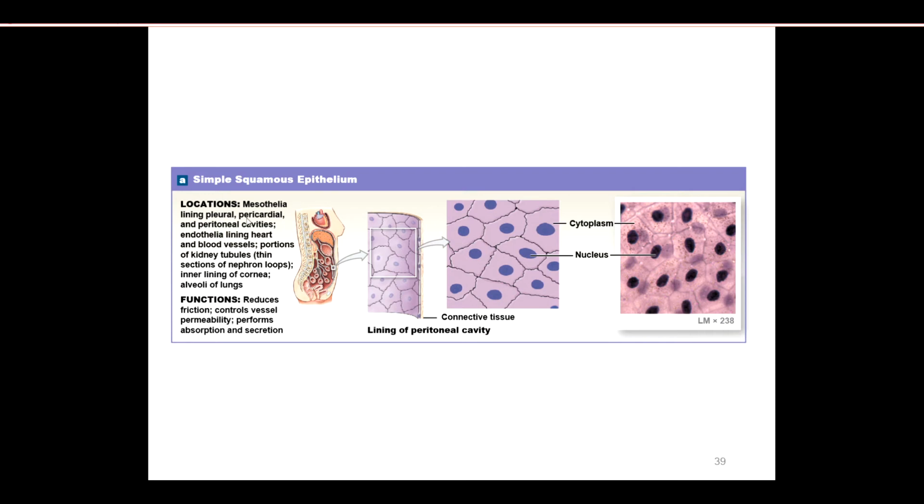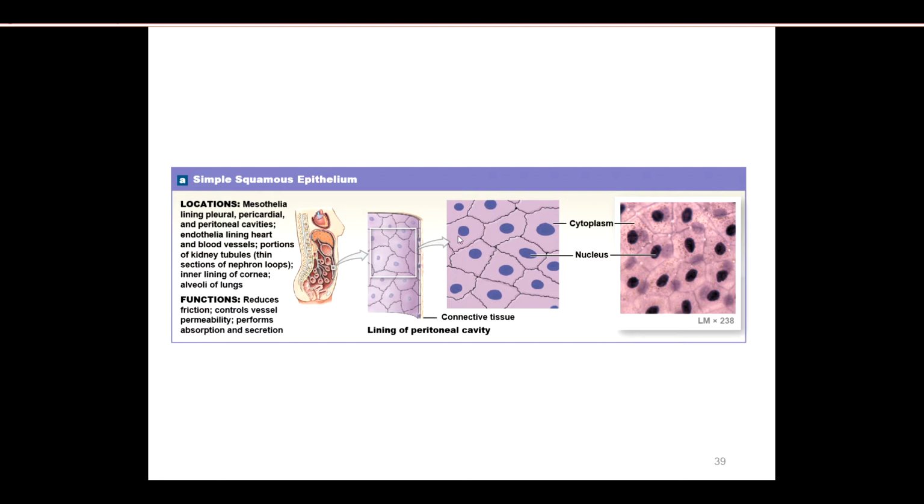All right, so this is just kind of a photograph. I have a couple photographs showing, again, the locations that I just went over. The mesothelia, again, include the pleura, the pericardium, and the peritoneum. The endothelium we just mentioned is going to line the heart and the blood vessels. I didn't put this in the previous slide, but even portions of the kidney tubule, the inner lining of the cornea, and again, the alveoli.